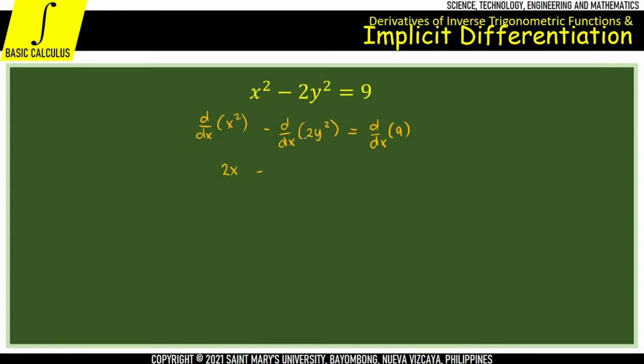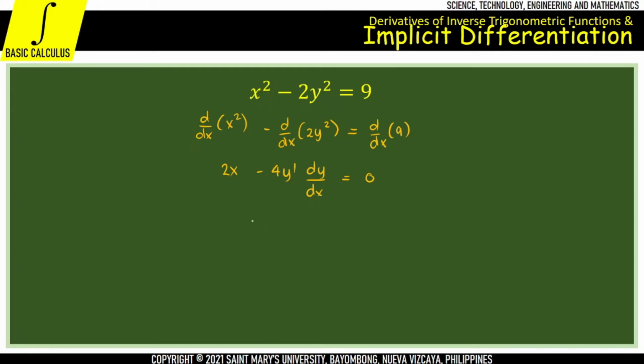Next, we differentiate the terms with variable y. For example, the derivative of 2y squared is just the same: we have 2 times 2 is equal to 4. Next, y, we subtract 1 from the exponent, so we have y raised to the first power. However, since we have differentiated a variable y, we attach dy all over dx to show that we have differentiated terms with variable y. Is equal to, again, what is the derivative of a constant? Okay, that automatically is 0.